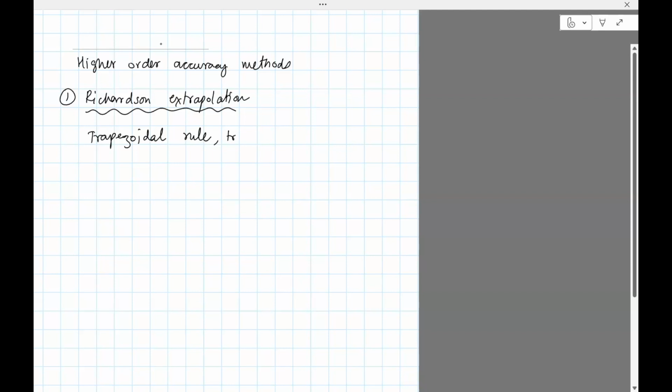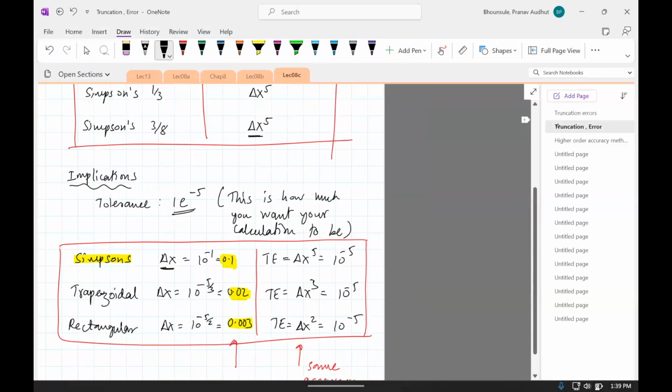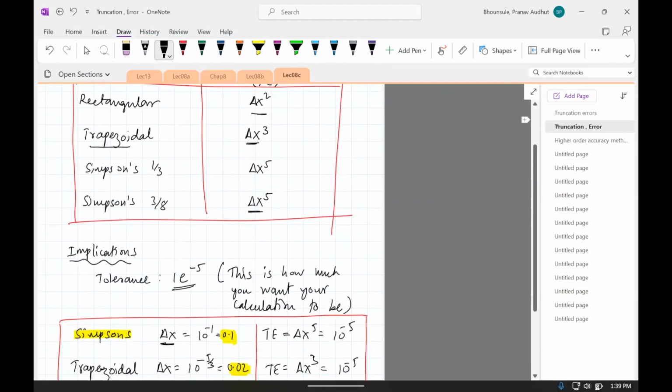it's called Richardson extrapolation. Truncation error T is of the order of delta x cube. This is something which came from the previous one. So trapezoidal: delta x cube.